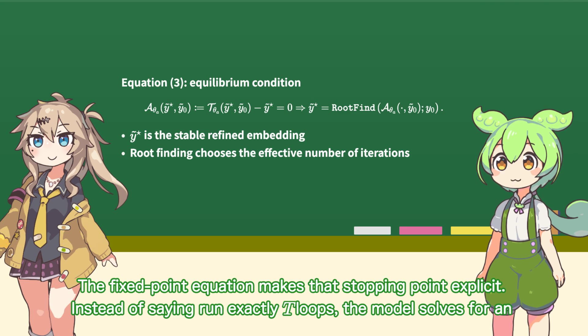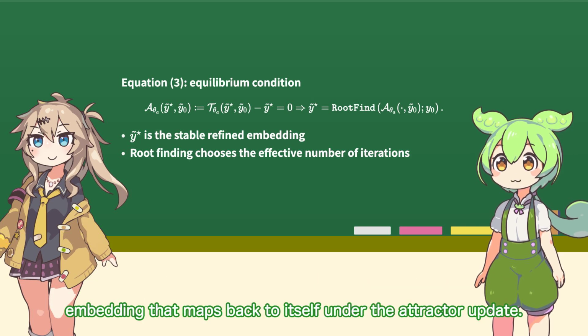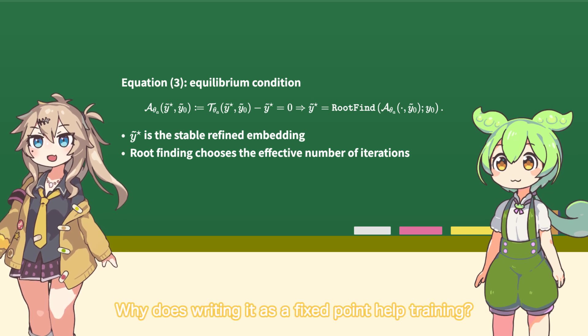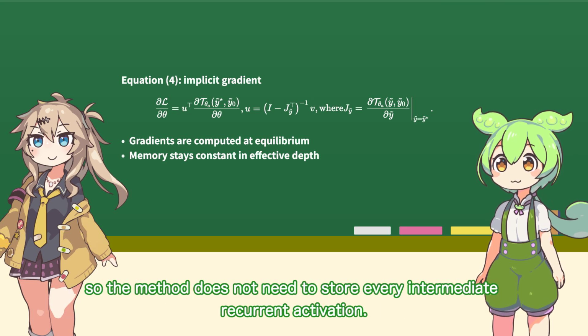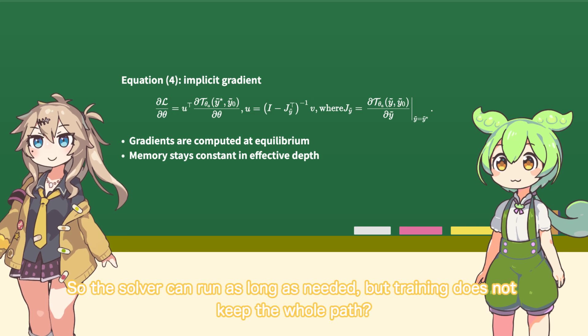The fixed point equation makes that stopping point explicit. Instead of saying run exactly two loops, the model solves for an embedding that maps back to itself under the attractor update. Why does writing it as a fixed point help training? Because the backward pass can use implicit differentiation. The training update depends on the equilibrium and the local Jacobian, so the method does not need to store every intermediate recurrent activation. So the solver can run as long as needed, but training does not keep the whole path?